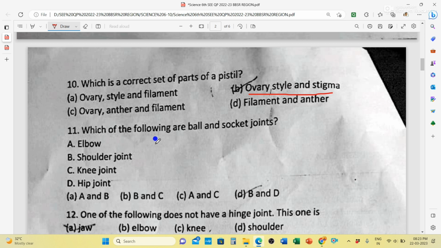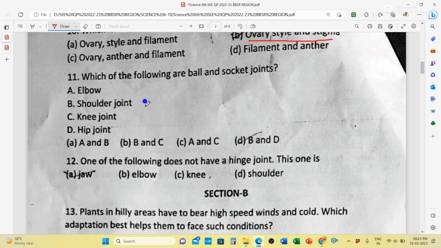Option B. Which of the following are ball and socket joints? Shoulder joint is a ball and socket joint. Which of the following are ball and socket joints? A and B, B and C, A and C, B and D. Shoulder joint and hip joint. Option D, that is B and D. Shoulder joint and hip joint, these are the ball and socket joints.